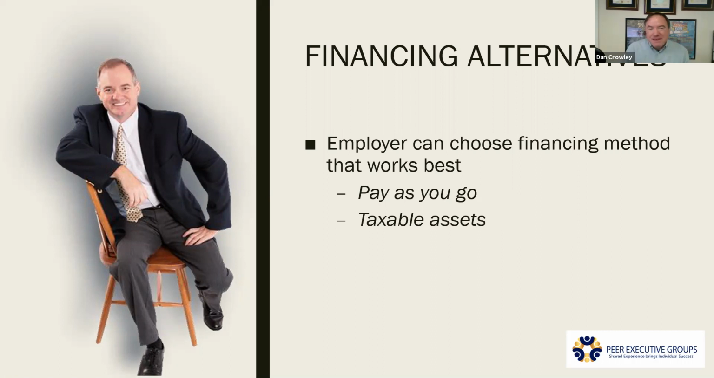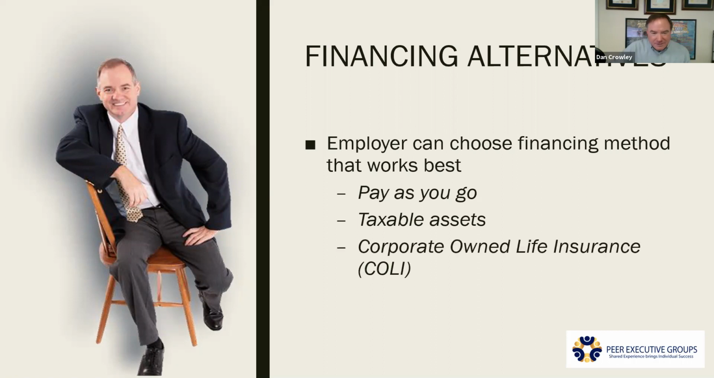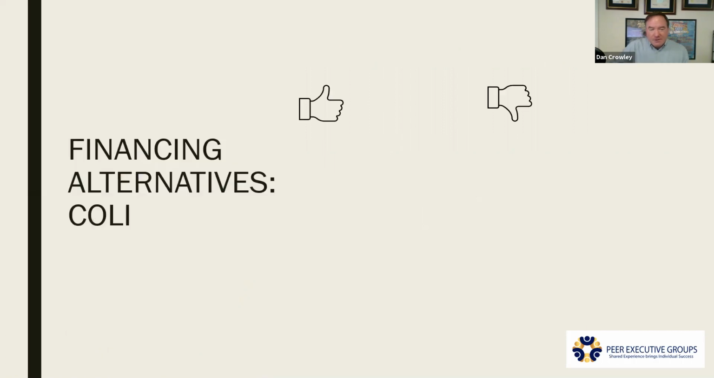And then the last one is, now I have a stuck slide here. There we go. Corporate owned life insurance. Voila. So we're going to talk about what that looks like first. So, financing alternatives around corporate owned life insurance.